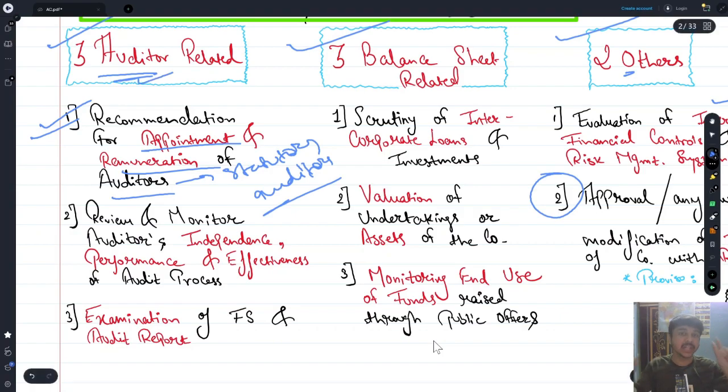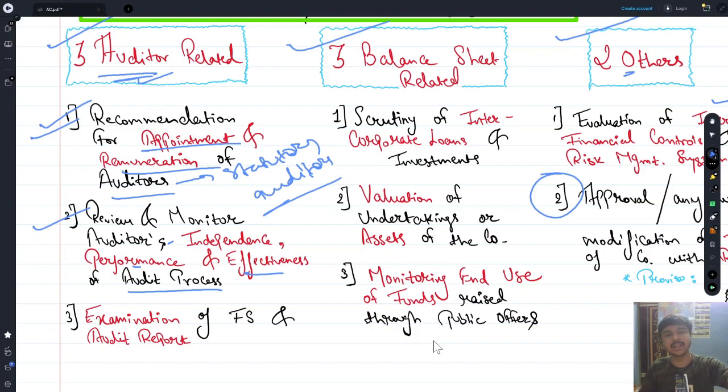The second function, again related to the auditor, is to review and monitor the auditor's independence, performance and effectiveness of the audit process. Obviously, when these statutory auditors come in, they are not going to celebrate or welcome them. Okay, come sit, have tea. No, we are going to check. We have appointed you, we are paying you. We need to check what you guys are doing here.